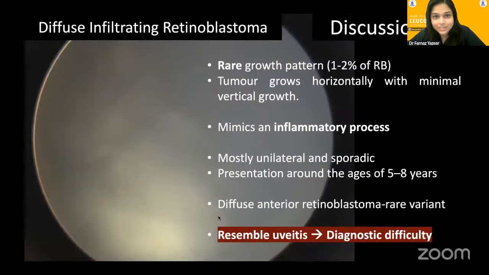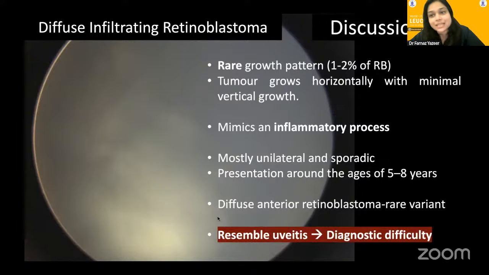Diffuse infiltrating retinoblastoma is a rare growth pattern where the tumor grows horizontally rather than vertically. It's the most difficult to diagnose because there is no well-defined retinal mass, and it mimics an inflammatory process. It's mostly unilateral and sporadic in children around 5 to 8 years, unlike the usual retinoblastoma cases. It also has a rare variant, diffuse anterior retinoblastoma, where there is a very small focus of intraretinal tumor at the far periphery only, which might not be seen at times.